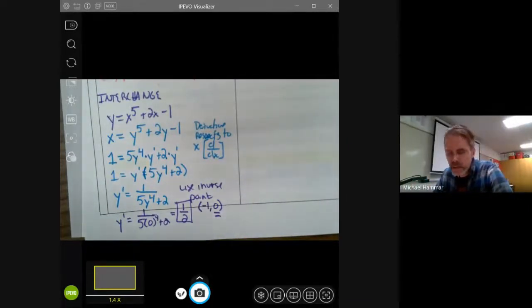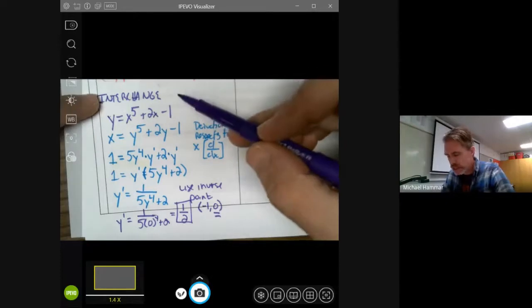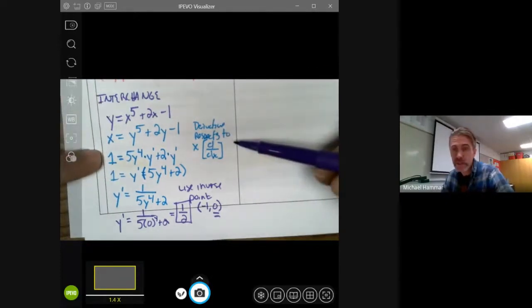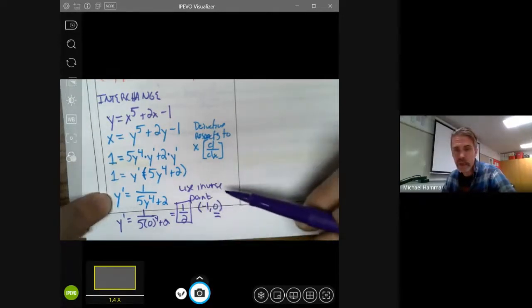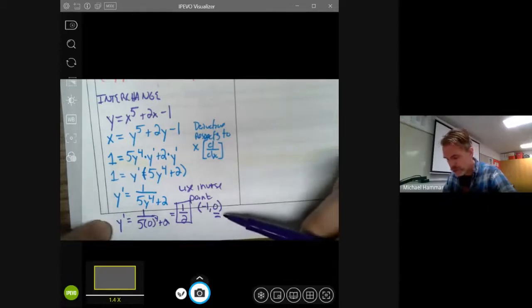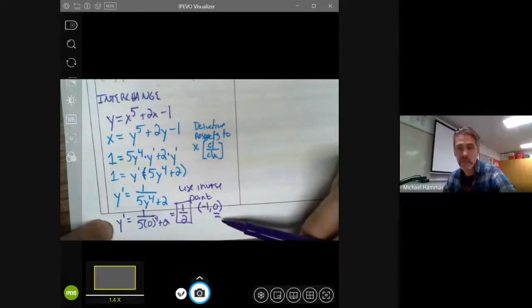So these are your steps. Interchange your x and y's. Take your derivative with respect to x. Solve for y prime. And then use your inverse point and plug in the values to find the slope.